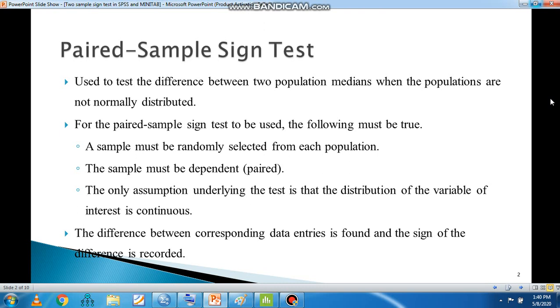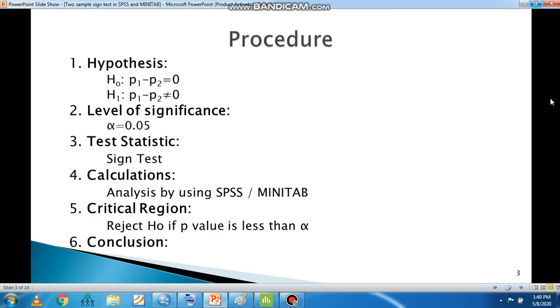How do we perform this test? The difference between the corresponding data entries is found, and the sign of the difference is recorded and later on will be used. The procedure for testing of hypothesis is given.